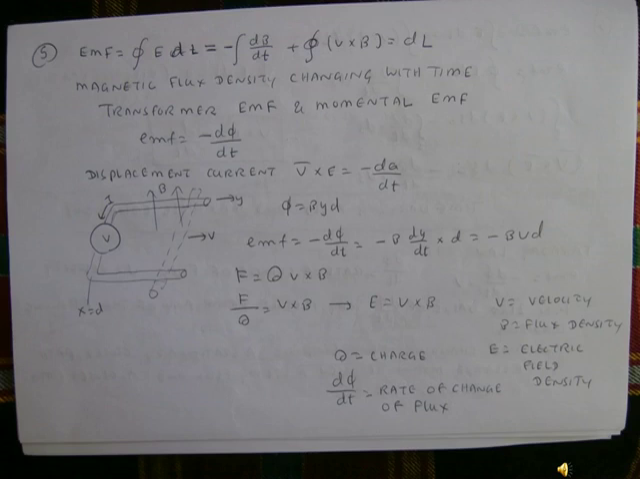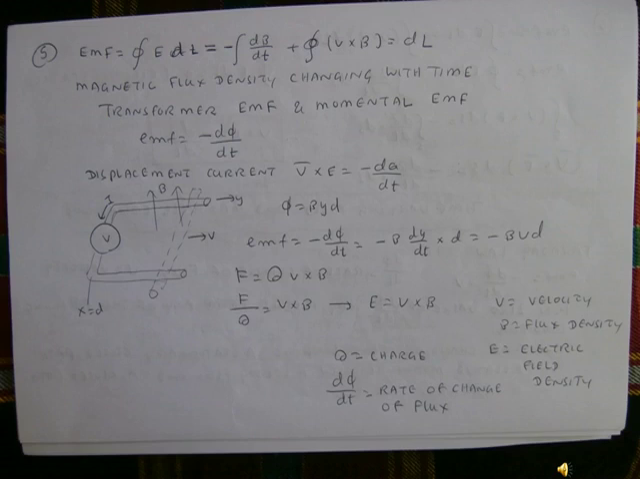So in the diagram, the electric flux is passing through with flux density B, and the conductor is moving in the direction with velocity V. So in this case, current will be flowing. So in this case, we write down the equation.